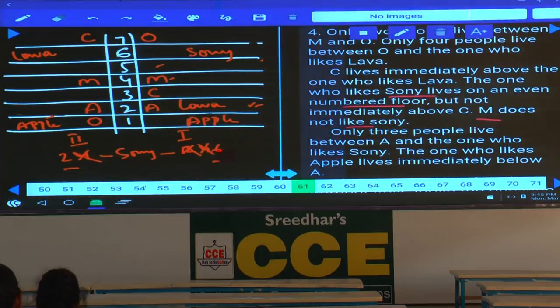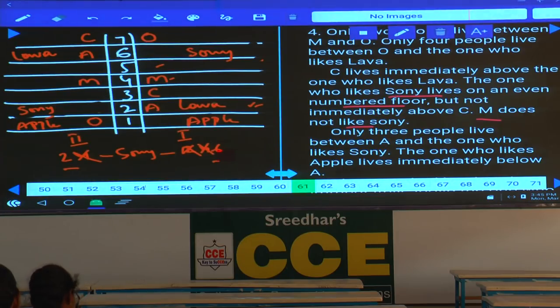The one who likes Sony lives on an even number floor. Even number floor, 2, 4, and 6. And out of which, this 4 is ruled out. And the one who likes Sony must be here, isn't it? As Sony is here, then how many persons in between? Sony and A, there must be exactly 3 people. Here, 1, 2, 3. And here, 1, 2, 3. Hence, A must be on the 6th floor, isn't it?